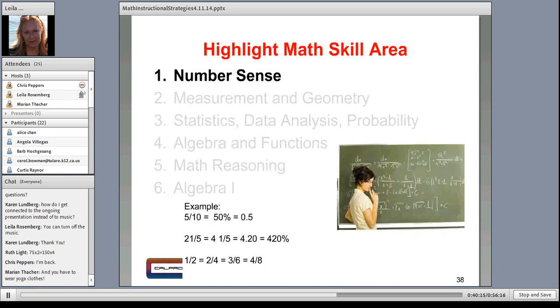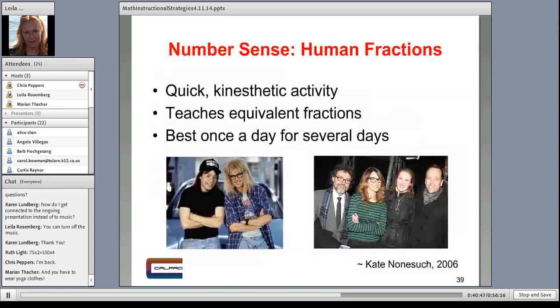Let's take a look at number sense, just as a highlight for today. I want to share with you just one of many different activities we do in our community of practice to address the area of building number sense. Remember that number sense includes things like understanding that 5/10 is the same as 50%, which is the same as 0.5. It also includes the ability to see equivalent fractions so that students understand that 1/2 is the same thing as 2/4, the same as 3/6, and so forth.